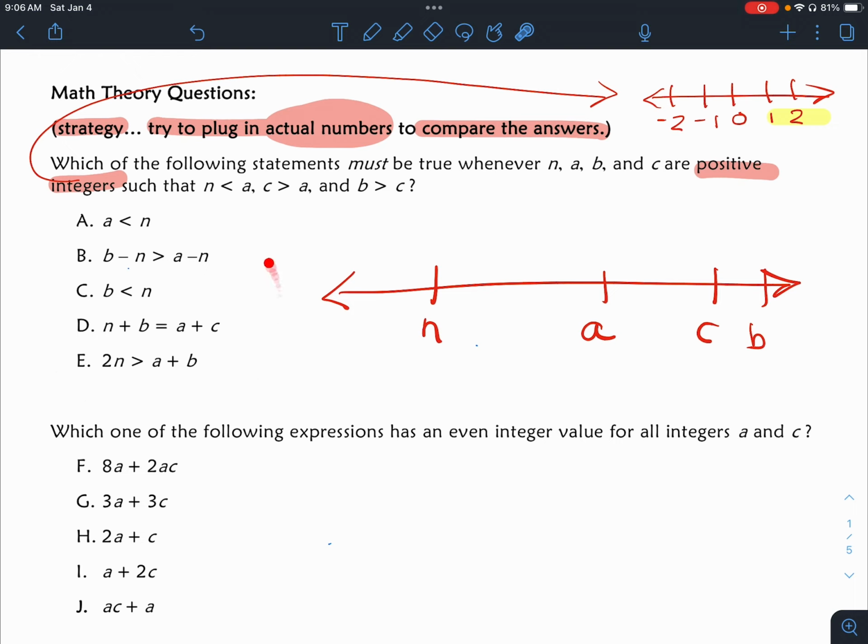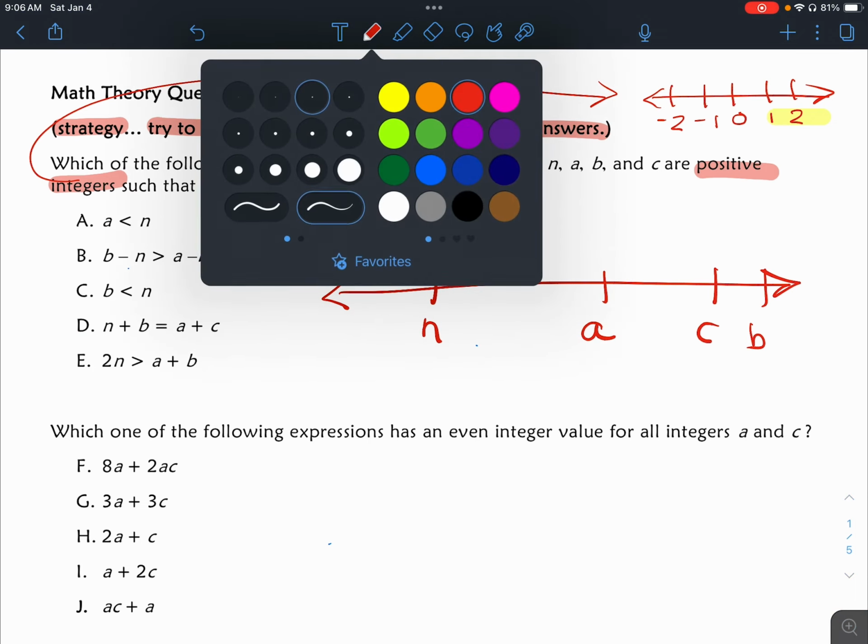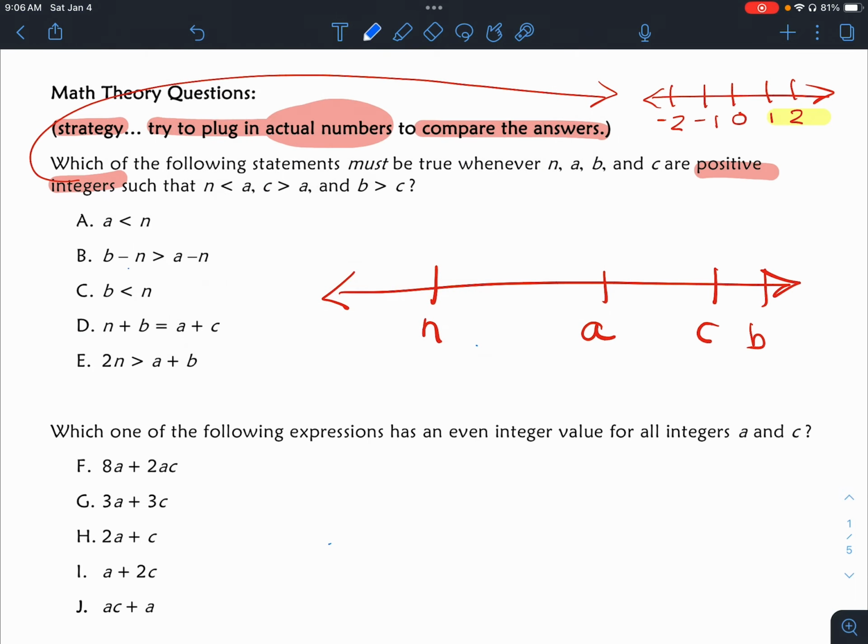Then I look at these answers. It says, which of the following statements must be true? So only one of these 5 is actually going to be true. If you find this helpful, and you very well may, use this strategy of plugging in actual numbers. I'm going to plug in any positive integer values for each of these 4, just underneath. I'm going to let n be 1, a is 2. I know I don't have these spaced correctly here, but you could just do that, and then you could work backwards and just substitute the values in.